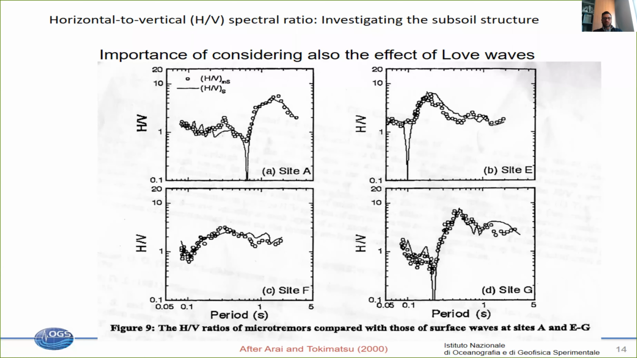So it's quite clear that when we want to explain the H over V that we observe in the field, we have to consider a sort of full wave field, at least for the surface waves. And we cannot exclude that in some frequency band, still some body waves can have some importance in the shaping of the H over V.